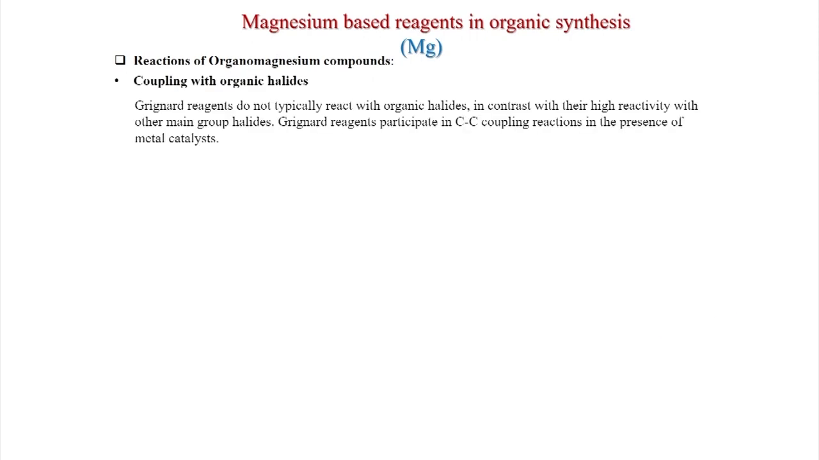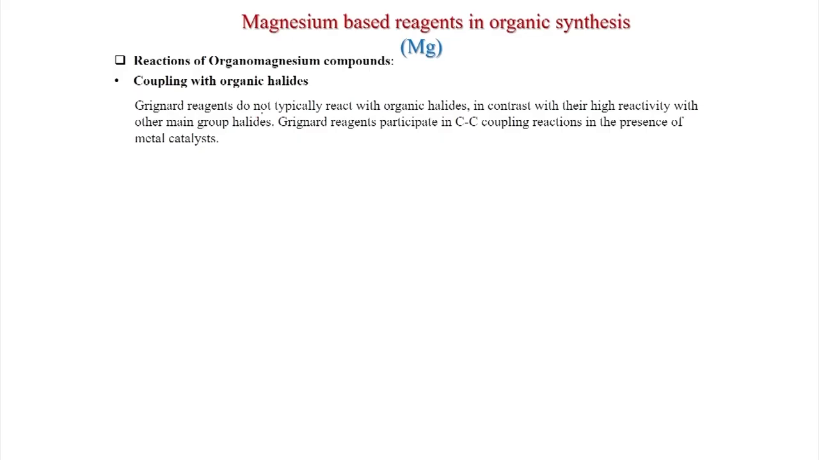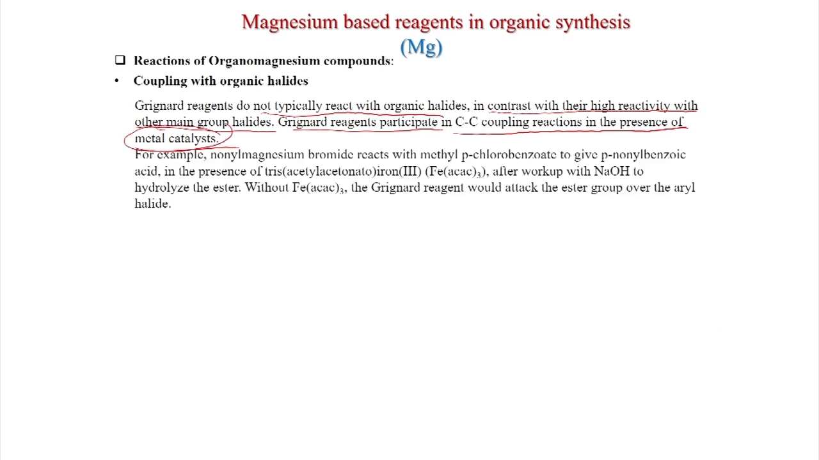Coupling with organic halides also is possible with Grignard reagents. We have seen the metal halogen exchange, but also you can do some coupling reactions. Grignard reagents do not typically react with organic halides, in contrast with their high reactivity with other main group halides. Grignard reagents participate in carbon-carbon coupling reactions in the presence of a metal catalyst. So, this is important, you have to use a metal catalyst for the carbon-carbon bond formation.